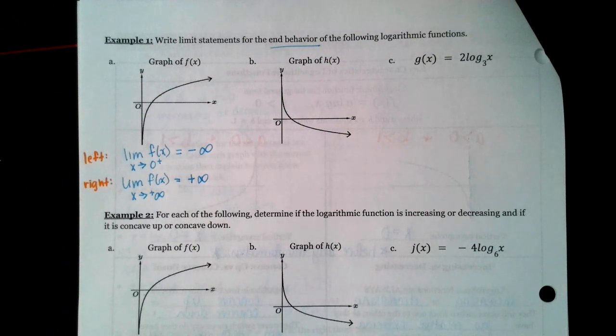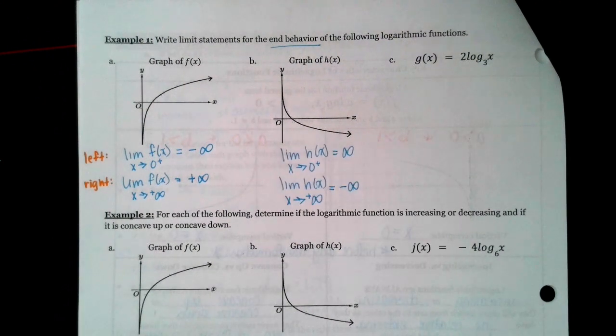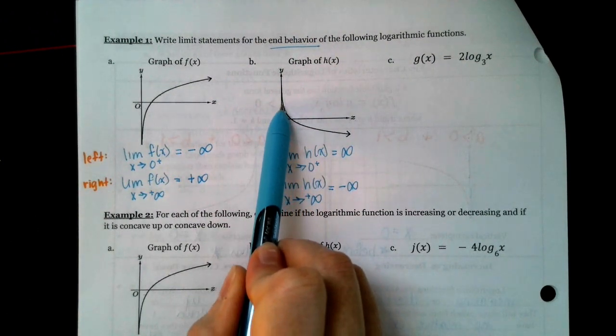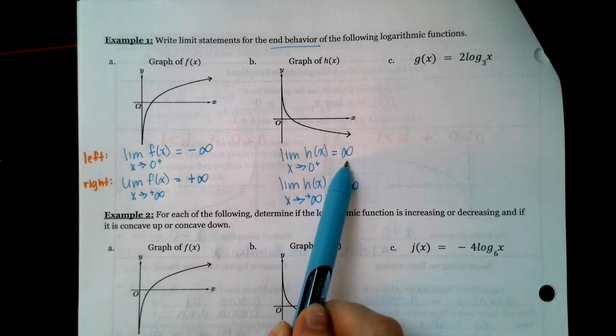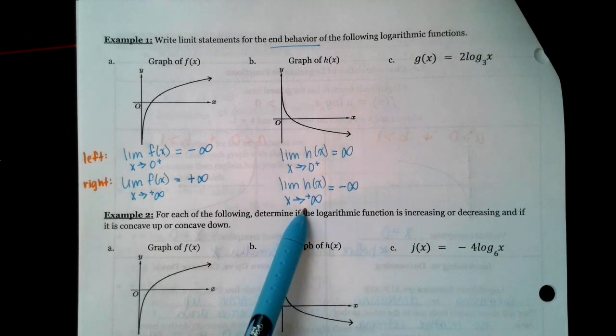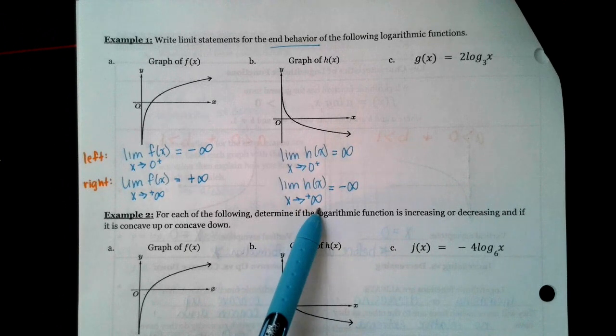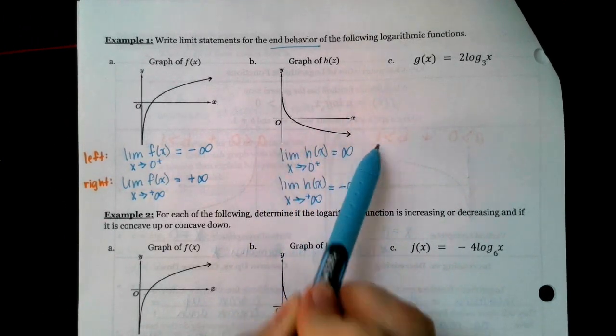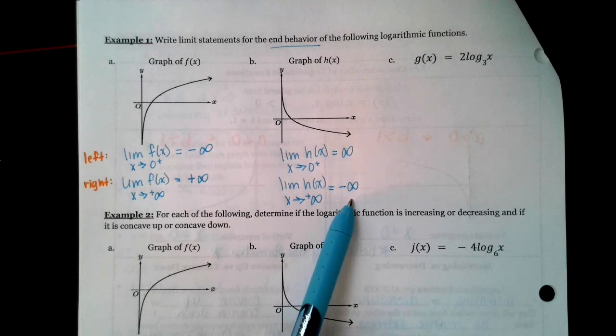I want you to do B on your own. So pause the video, and then when you restart it, you can check your answer. All right, so we have the limit of h of x as x approaches 0 from the right. As I'm going to it from the right, I'm going up, so that's positive infinity. And the limit of h of x as x approaches positive infinity. So as I go right more and more, the arrow is going down, so that would be negative infinity.